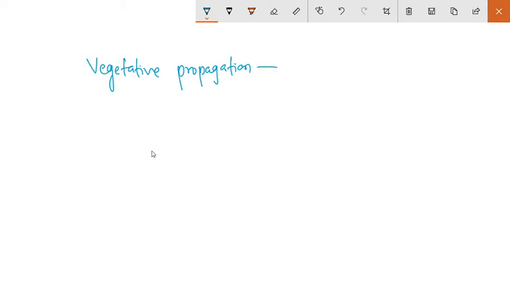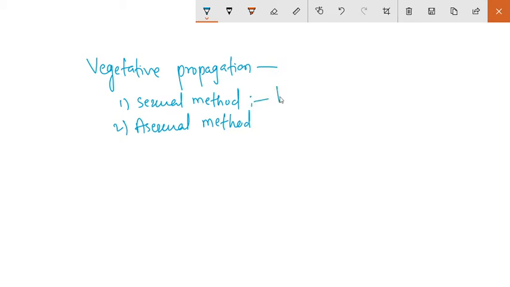Vegetative propagation. Plant propagation is done by two methods. Number one is the sexual method, and number two is the asexual method. First of all, the sexual method is by using seeds. Propagation by using seeds is the sexual method.